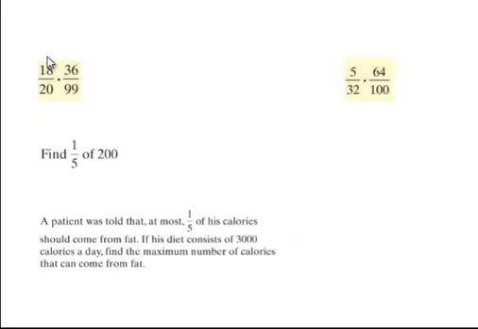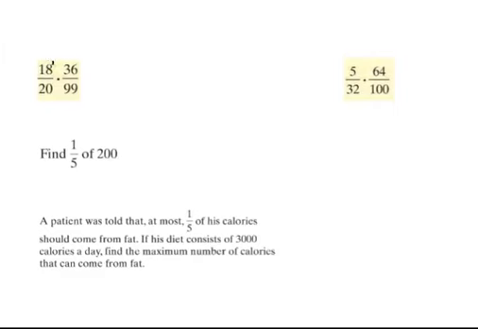Alright, for my next problems here, I'm going to continue going the same route. I'm going to look at my numbers, 18 and 99. Now, 18 doesn't necessarily go into 99, but they do have common factors. I know I can divide both of those numbers by 9. So 9 goes into 18 2 times. 9 goes into 99 11 times.